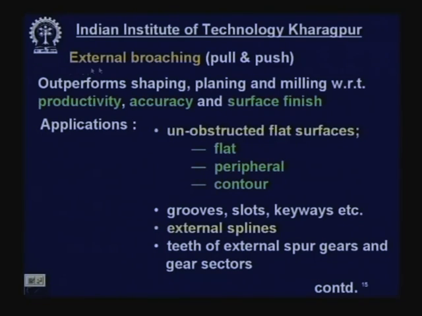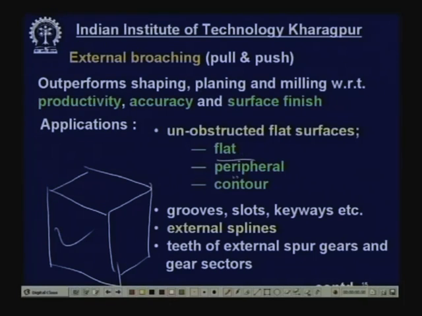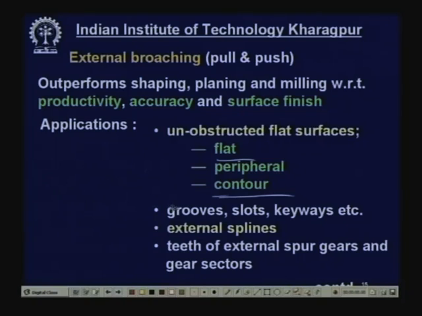Applications of external broaching: unobstructed flat surfaces, it will produce flat surface. Suppose this is a block, this flat surface has to be produced. Peripheral surface, it can be a curvature, it can be a contour surface, but it is a through one. Grooves, it can make these grooves, slots, keyways, etc.